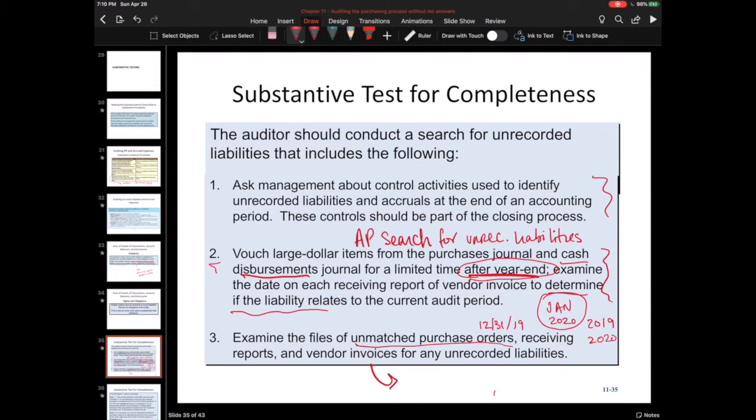So after year end, I'm looking for bills, basically bills they haven't paid or inventory they received that they haven't paid for. And I'm trying to see if it relates to the past fiscal year. So does it relate to 12/31/19, that fiscal year that I'm trying to audit? And if it relates to that fiscal year, then it should have been accrued for. Basically, a payable should have been accrued.